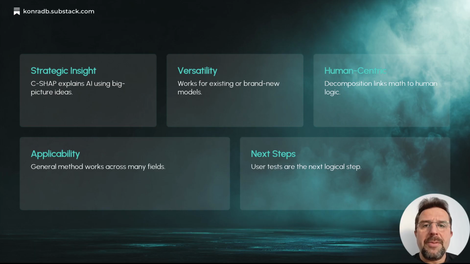So, what did we learn? We can peek inside the machine by using big picture ideas instead of tiny data points. It works for models we already have or ones we are just starting to build. It bridges the gap between cold math and human logic. The next step is to put this in front of real doctors and engineers to see if it helps them do their jobs better. It is about making AI a partner you can actually talk to and trust.